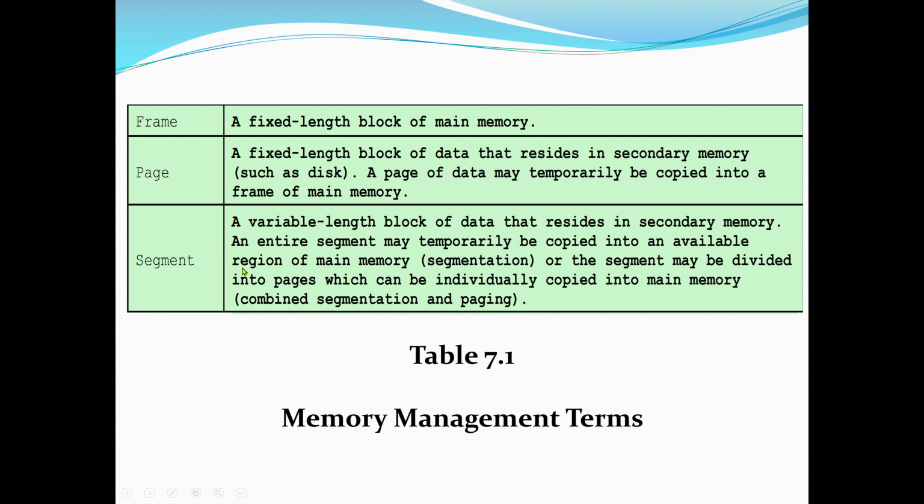Now, a segment means a variable-length block of data that also resides in the secondary memory. So a segment is variable, not a fixed length. Variable-length block means the size may change, different sizes. The fixed-length block of data that resides in the secondary memory is called a page. Then the variable-length block of data that resides in the secondary memory is called a segment.